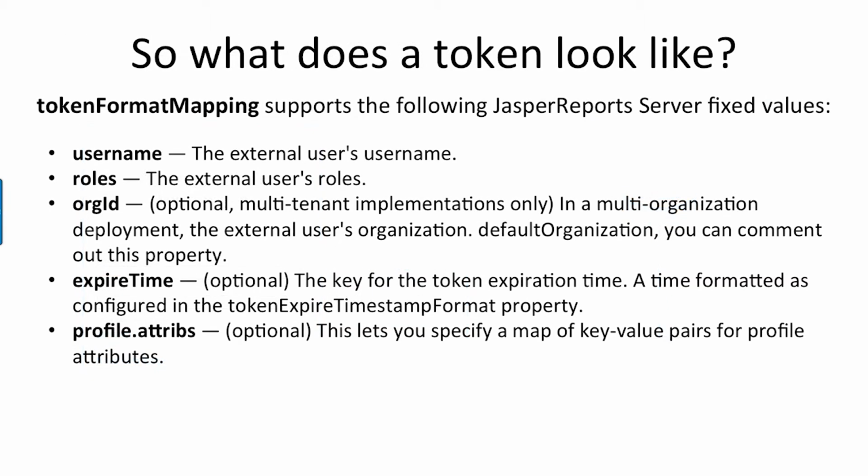So what does this token actually look like? Your application is required to format a token that will be sent to JasperReports Server. In this token, the following pieces of information should be sent: the username, roles the user is part of, their organization, expire time, any profile attributes attached to the user. Let me show you what an actual token looks like and give you more details around what can be added into each section of these segments.